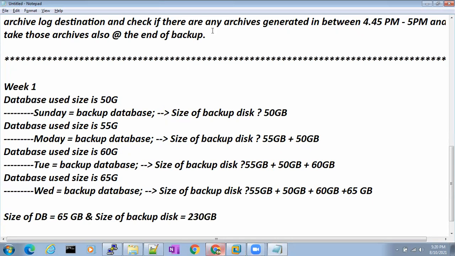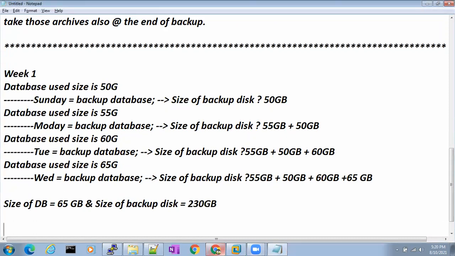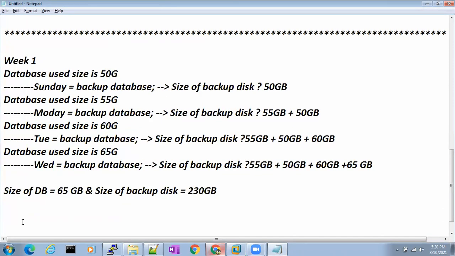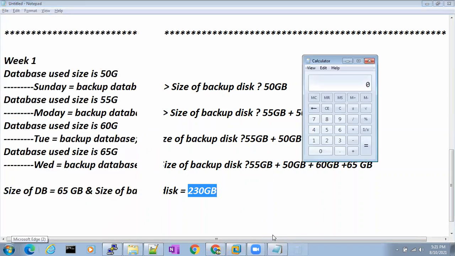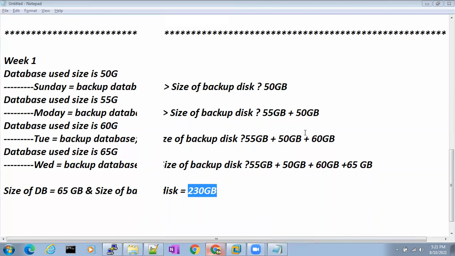Now my next question. Please raise your hand. Is this a correct configuration? Vijay Sarthi, is this the correct database backup configuration? No, sir. For the 65 GB of data, the backup disk is 230 GB, so unnecessarily we are using a lot of disk space. 230 minus 65, unnecessarily we are using 165 GB. Yes or no?